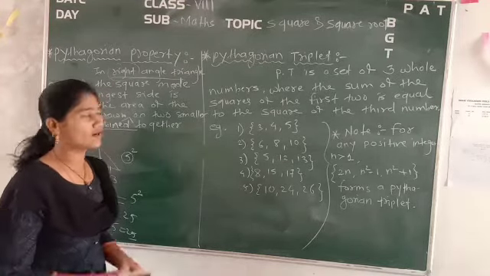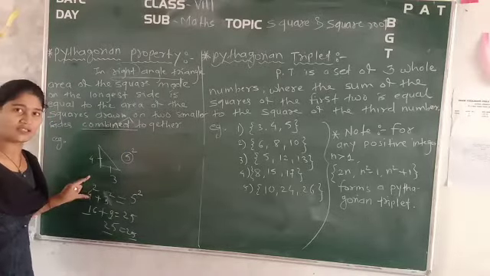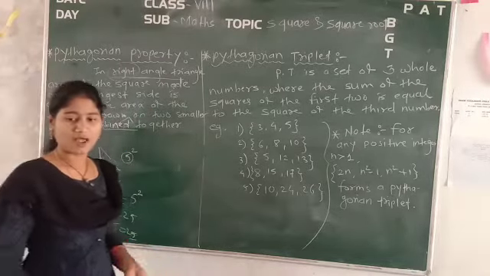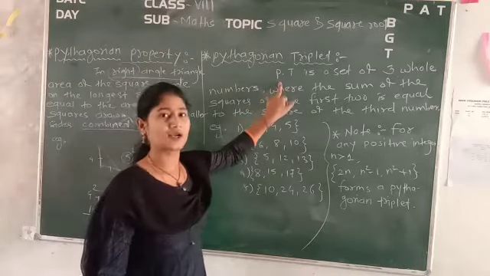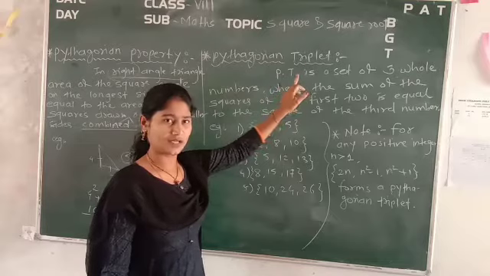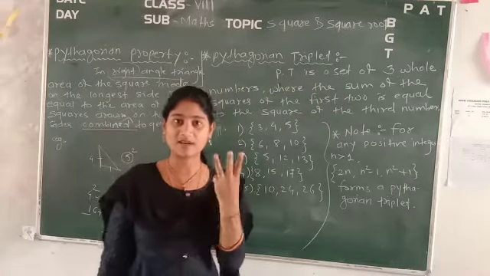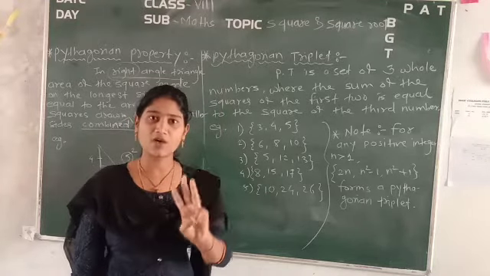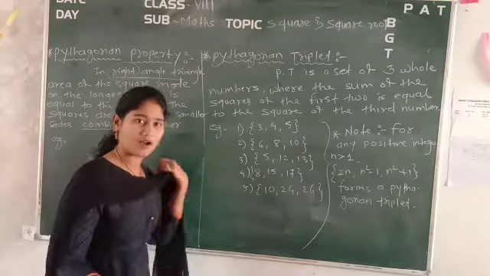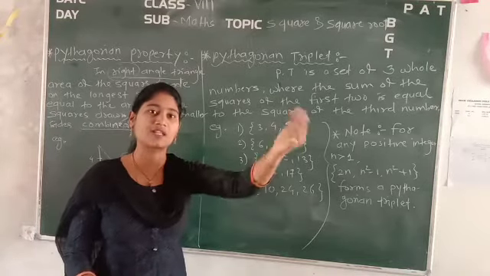Now just turning to our triplet. A triplet is nothing but that only. What you have seen right now is nothing but your triplet. But here you have one condition. See, PT means Pythagorean triplet, in short I have written. PT is a Pythagorean triplet. It is a set of 3 whole numbers. Triplet, I already told you, means 3. So a set of 3 whole numbers in which the sum of the squares of the first two numbers is equal to the square of the third number.